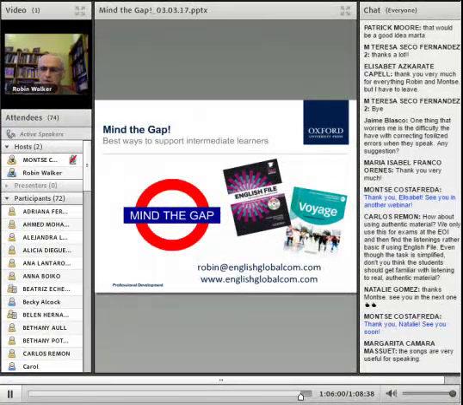So thank you, everybody. Mind the gap in the station, mind the gap between B1 and B2, but more than a gap, think of it as a plateau, and look for course books, especially such as English File or Voyage, that deal particularly with getting across this plateau.